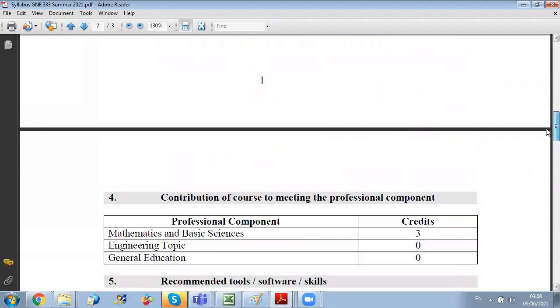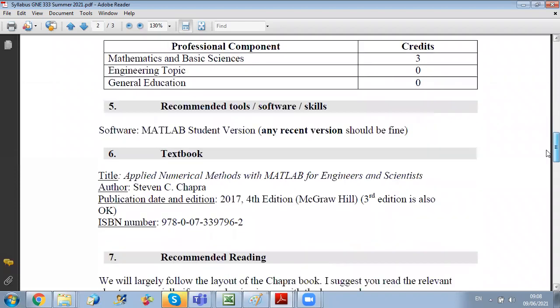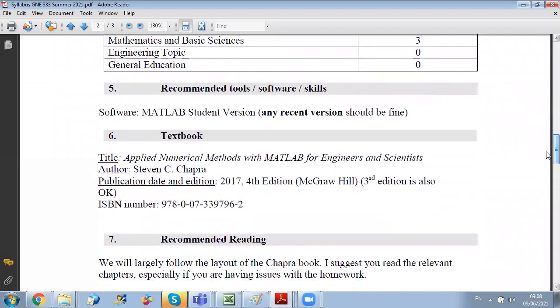Now, for the book that you will use in this course, it is Applied Numerical Methods with MATLAB for Engineers and Scientists. The author is Stephen Chapra. And you can use the third or fourth edition. You can download this edition easily from the internet. It's a very nice book.